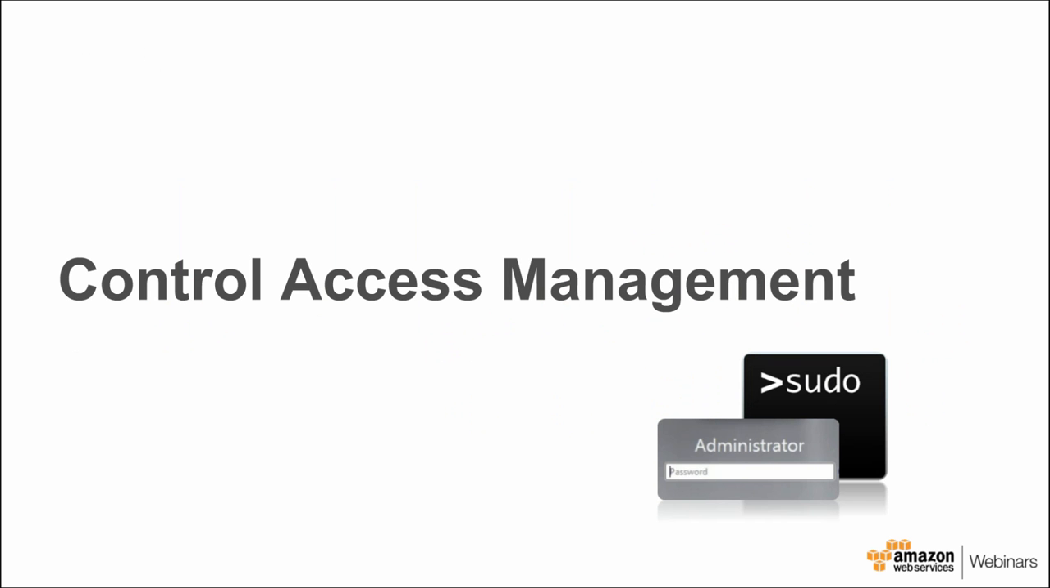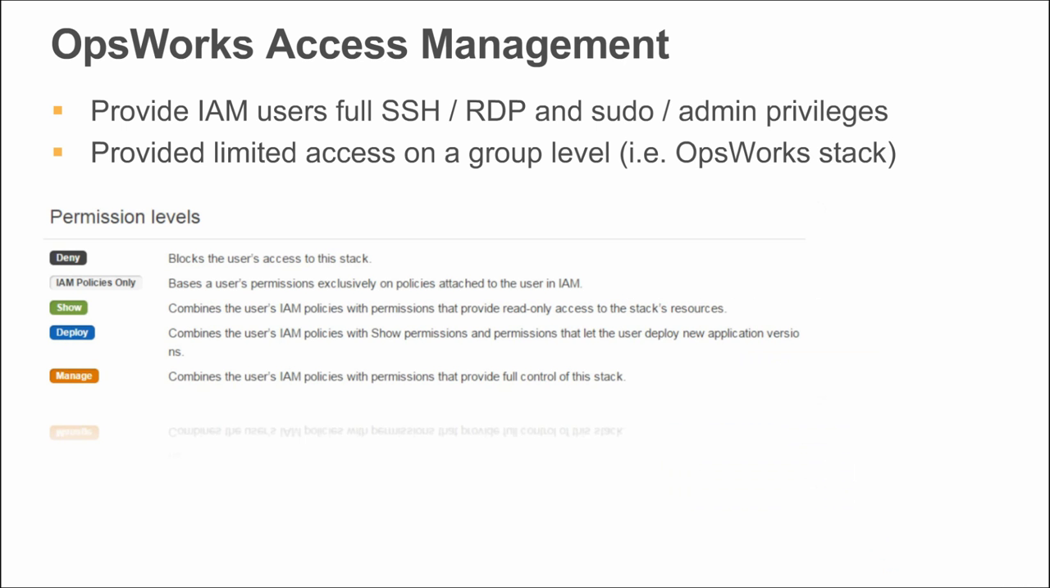So after we've covered stacks and layers and discussed how those layers have their own individual lifecycle events, which we can attach recipes to, let's talk about some of the things that you can do on the stack level. So OpsWorks also lets you define access control management on the stack level. You can do something very, very unique in OpsWorks, which is take an IAM user and give him permissions that would apply all the way down to the underlying resources that it manages. So let's assume I define one of 4 types of permissions.